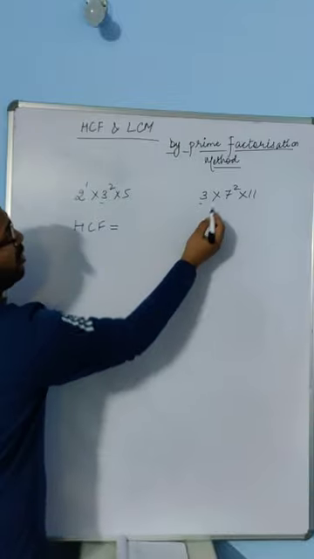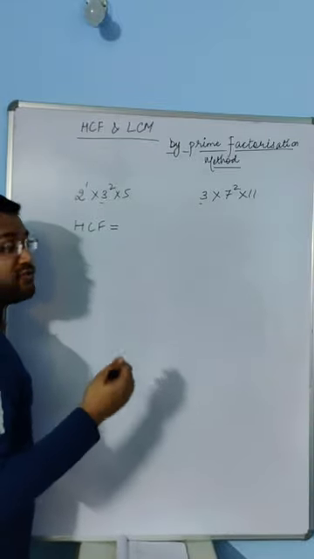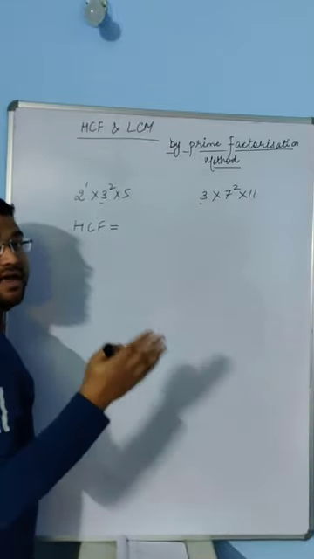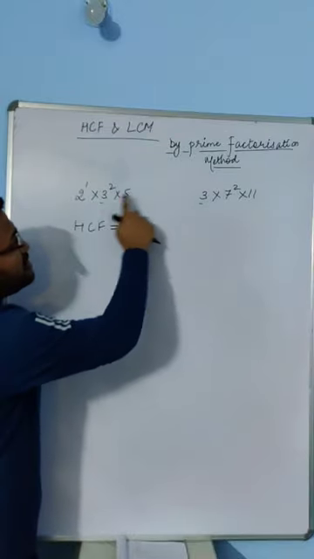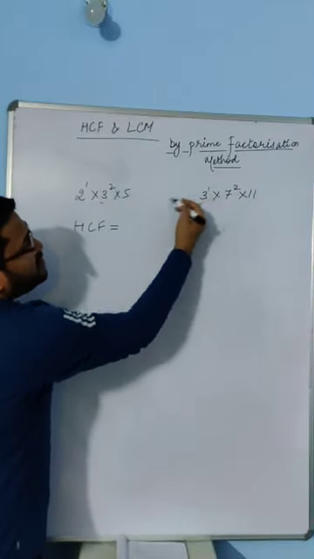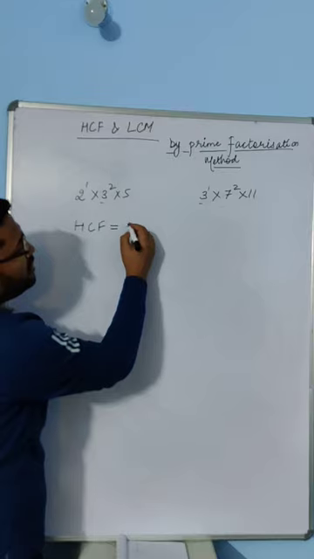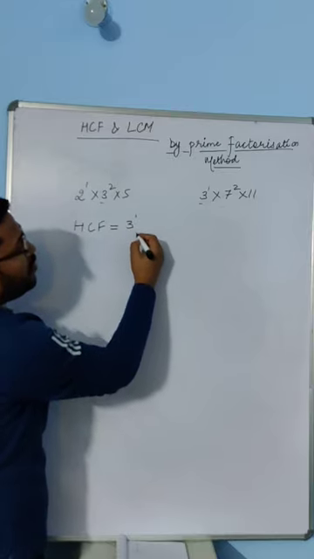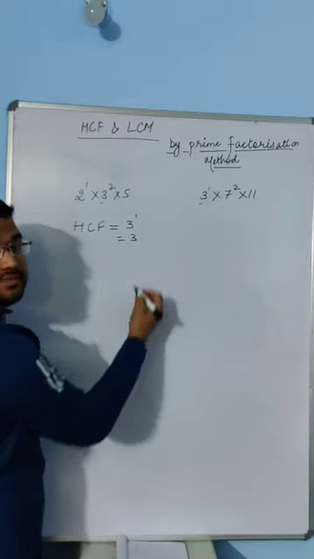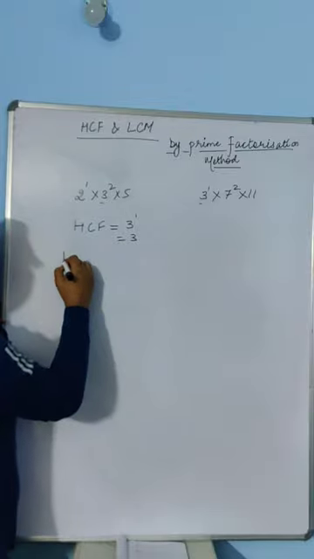But I have 3 common. So 3 is the common factor. But for HCF, we have to choose the common factor with its minimum power. So what is the minimum power? Here it is 3 to the power 1, here it is 3 square. So that is 3 to the power 1, that is 3. Now LCM.